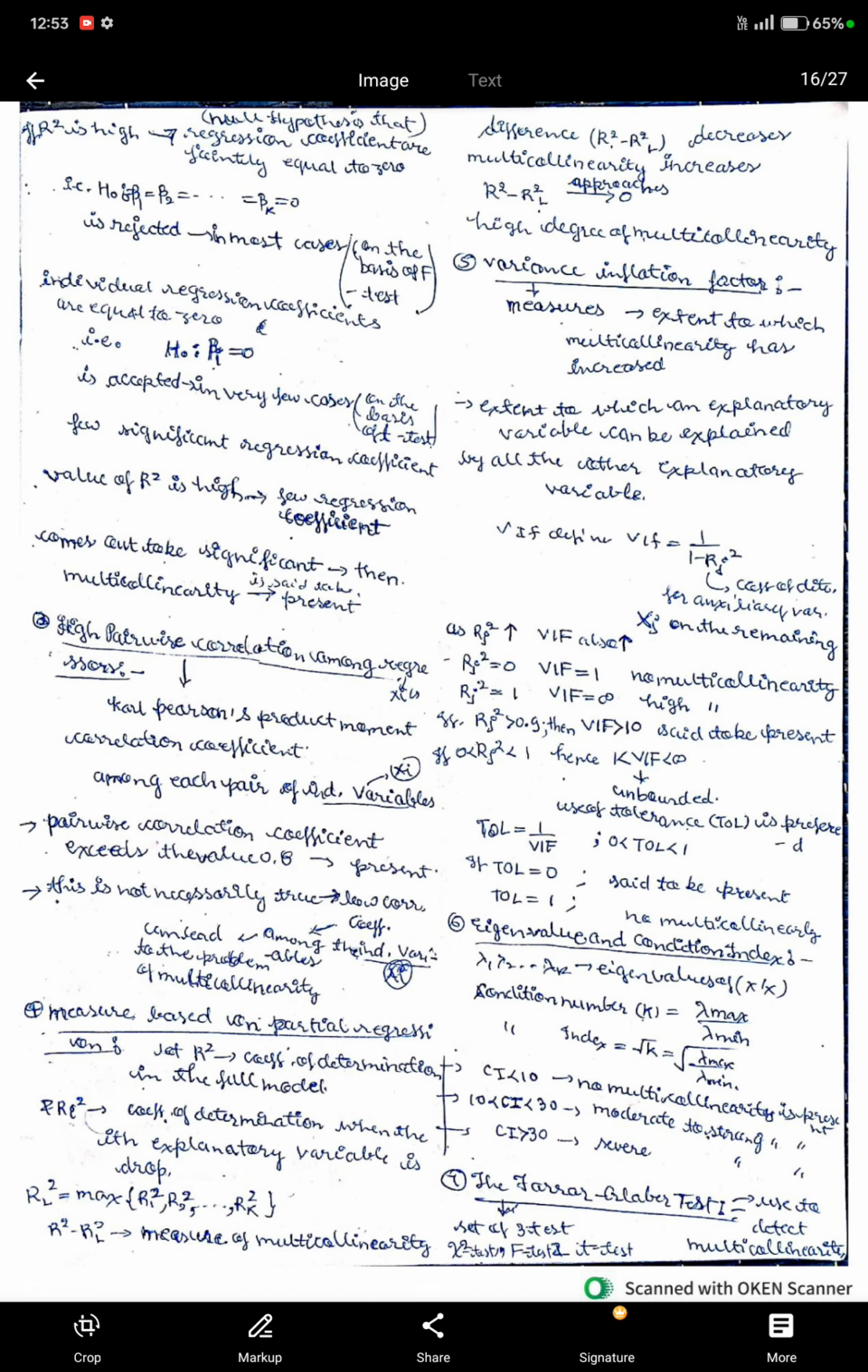So the use of tolerance is preferred. In this case, we use tolerance. Tolerance equals 1 by VIF. When VIF ranges from 1 to infinity, we use tolerance, which is the inverse of VIF. So tolerance will be 0 to 1 for VIF from 1 to infinity. If tolerance equals 0, multicollinearity is present. If tolerance equals 1, there is no multicollinearity.